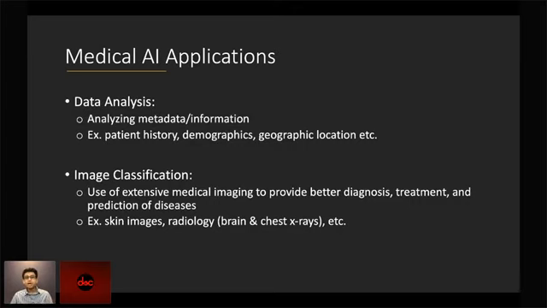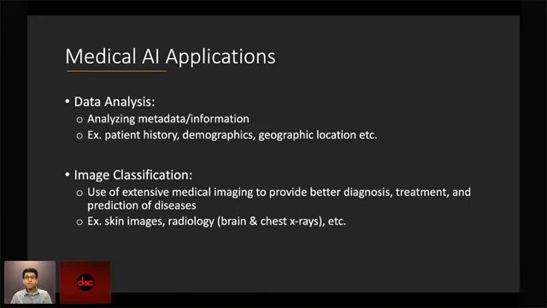A second major application of AI in the medical field is image classification, or just another name for computer vision. This is the use of extensive medical imaging to provide better diagnosis, treatment, and the prediction of diseases. For example, we saw in the very first example the melanoma skin cancer computer vision model. That's an example of using image classification in the medical field. We also saw the chest, brain, and liver x-rays. That falls under radiology, and computer vision is also used in radiology.